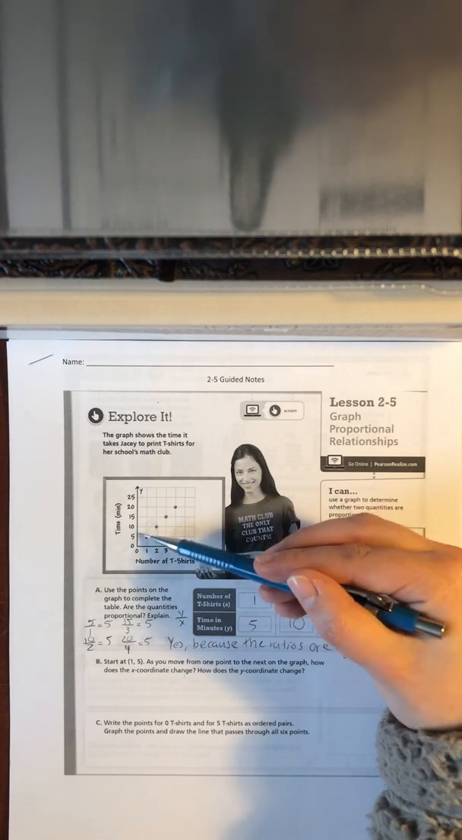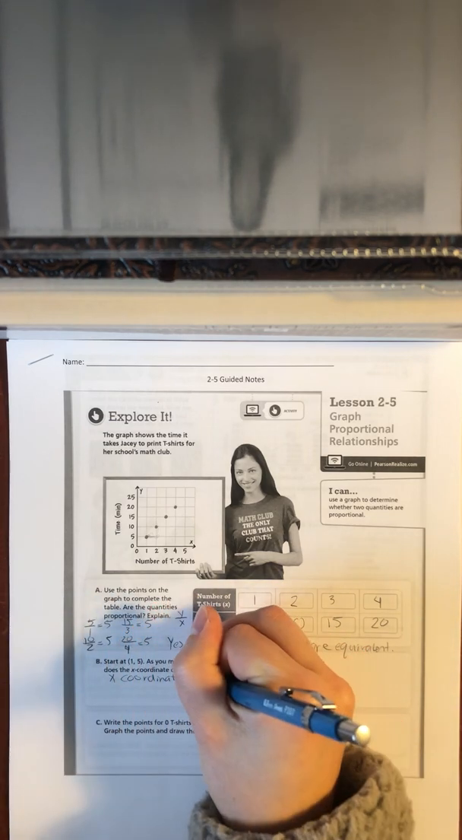B, start at 1, 5. As you move from one point to the next on the graph, how does the x-coordinate change? How does the y-coordinate change? So if we start at 1, 5 and we want to move to this point, we have to go over 1. So this is our change in the x because we're going to the right. We have to go right 1 and we have to go up 5. It's not up 1 because our scale is 5 here.